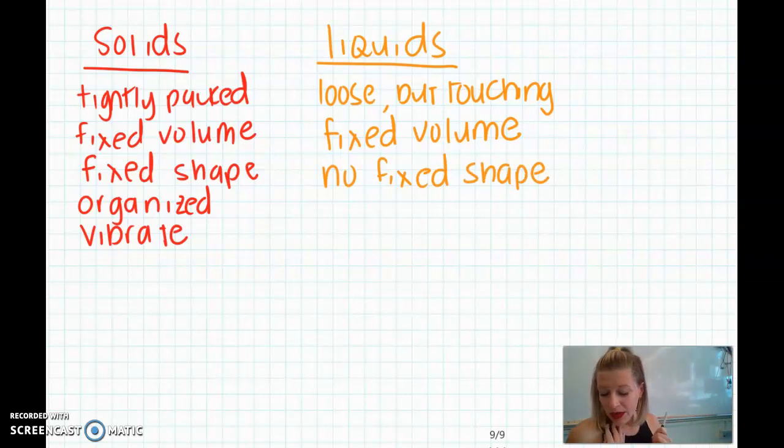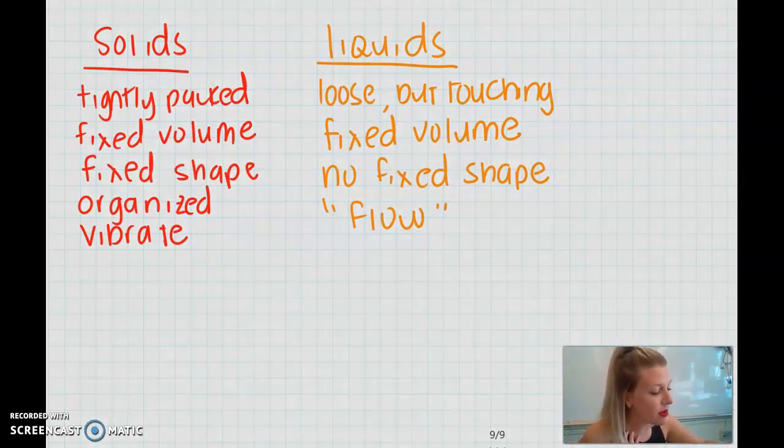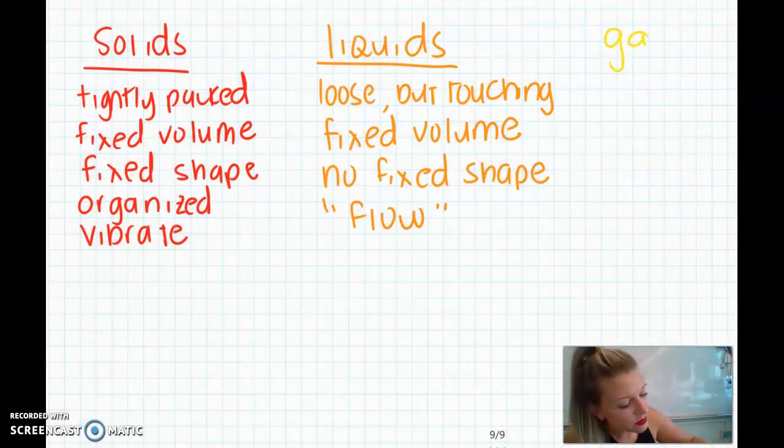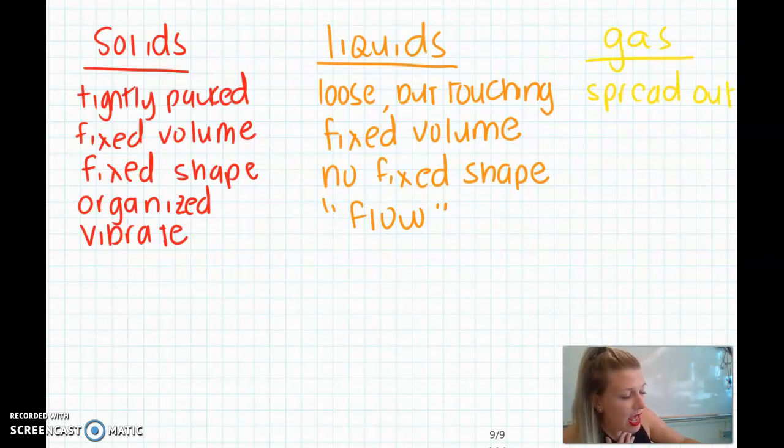Again, we like to use the word flow for the movement. All right, let's talk about our last state of matter, and that is the gas. Now gases are spread very far apart, so they're spread out, and we usually say that they take the shape of the container.